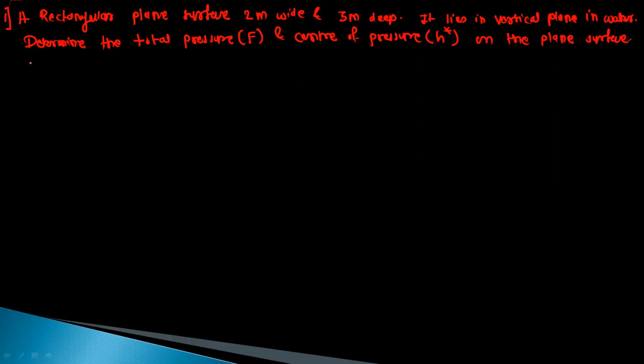When, so there are two conditions. First condition is the upper edge of rectangular surface is coinciding with the water surface.